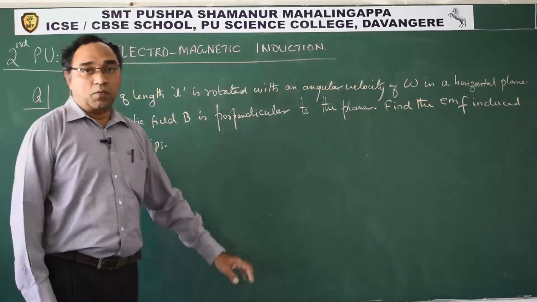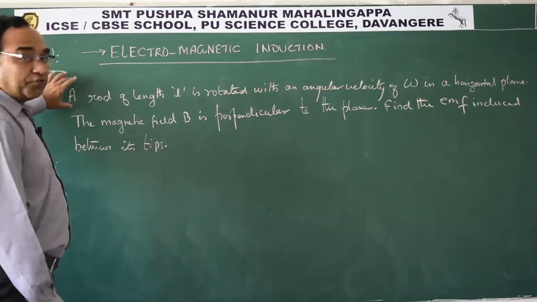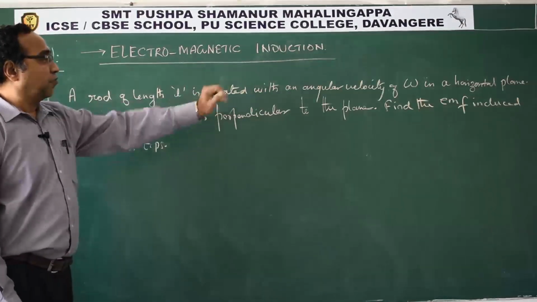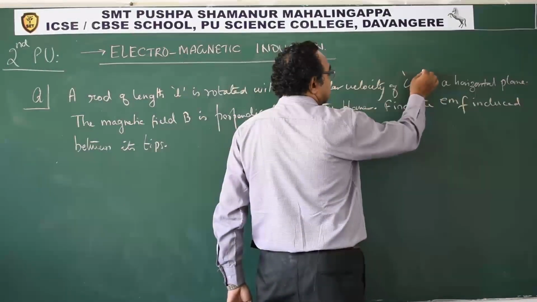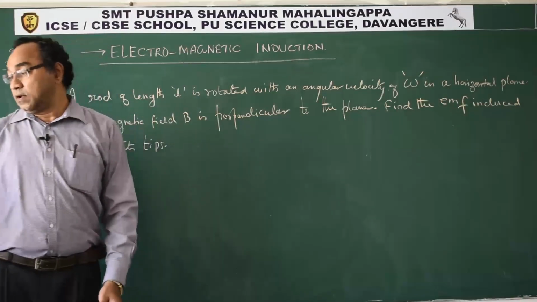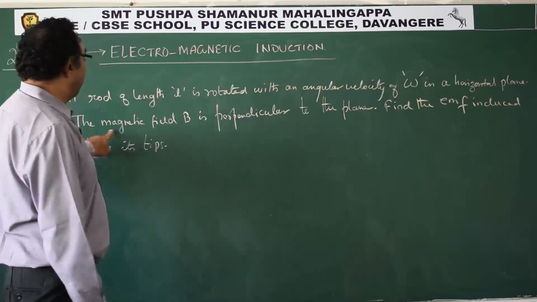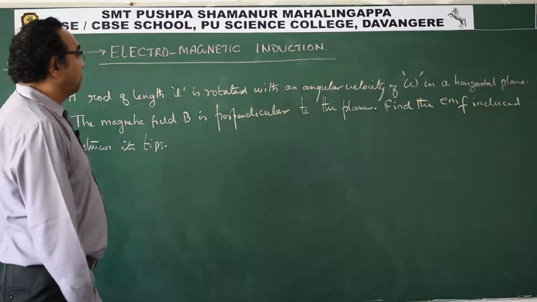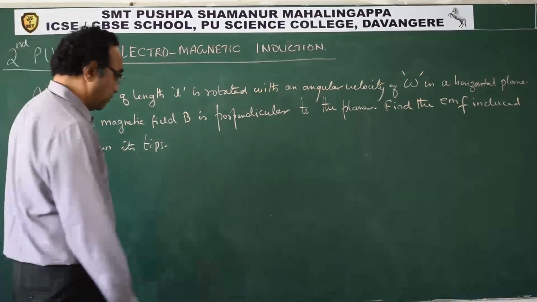Students, let us take one more question which is based on the concept. The question reads like this: a rod of length L is rotated with an angular velocity omega in a horizontal plane. This means that the rod is placed in a horizontal plane. The magnetic field B is perpendicular to the plane. Find the EMF induced between its tips.